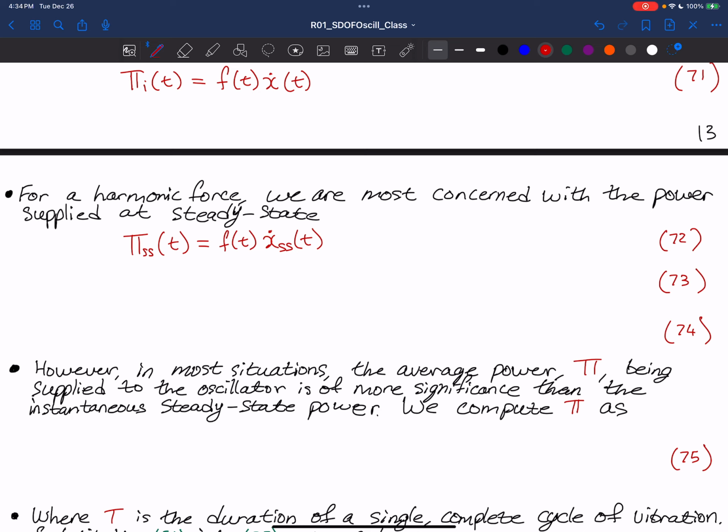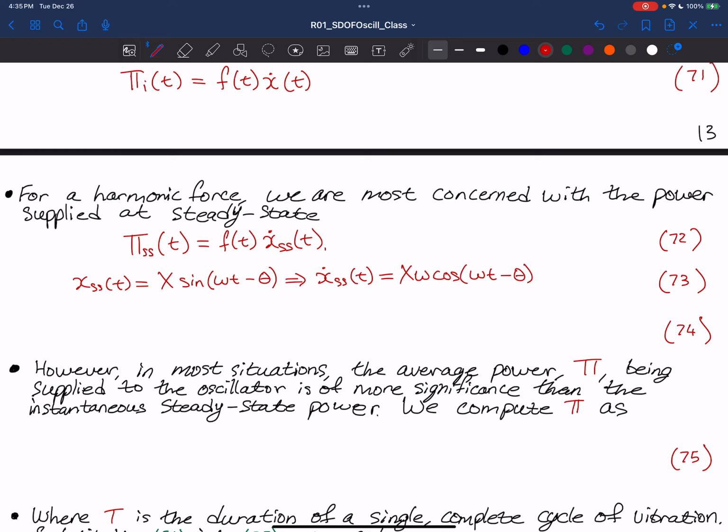So given our steady state solution, which was x ss of t is equal to big X times the sine of omega t minus some phase theta, we can then compute that steady state velocity x dot ss. Since the steady state amplitude is independent of time, we're just going to take the derivative of the sine term. We'll get big X omega times the cosine of omega t minus theta. And again, theta does not depend on time either.